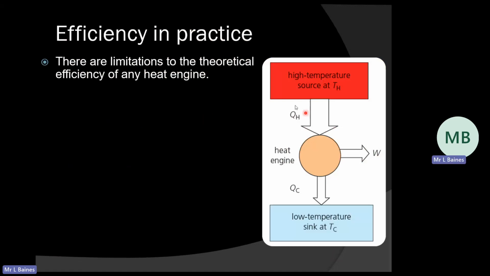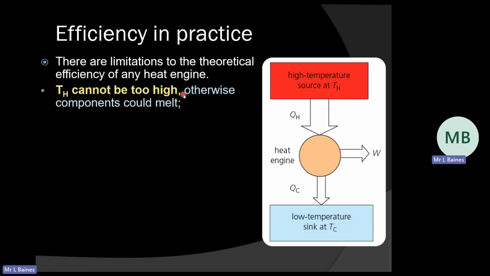Now, practically, I know that I want the biggest difference between the high temperature source and my low temperature sink. That makes complete sense. We know that. But let's think about the limitations. How hot can I actually make my high temperature source? What's going to limit me as a factor? Well, number one, I can't make TH too high, because otherwise parts of my engine are going to start to melt. Parts of my system are actually going to start melting.